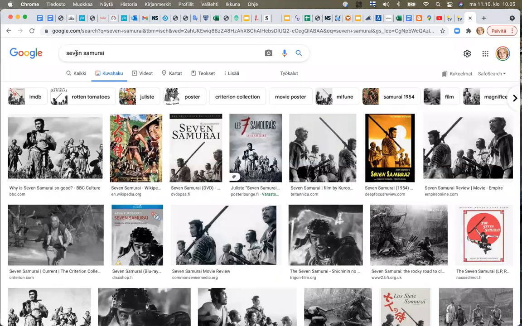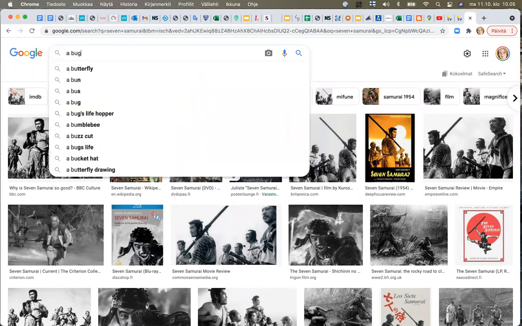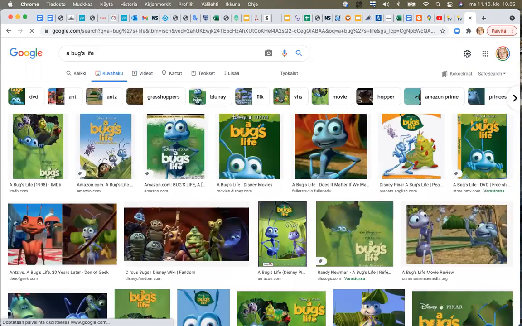Then how many of you have seen this movie, A Bug's Life? Any recollection? Yes, I've seen this. Yes. So this is totally based on the Seven Samurai. So the basic story, although there's less death.